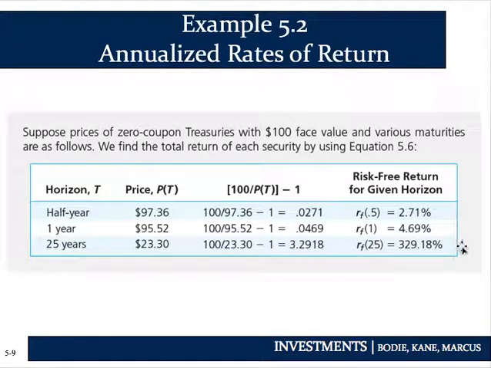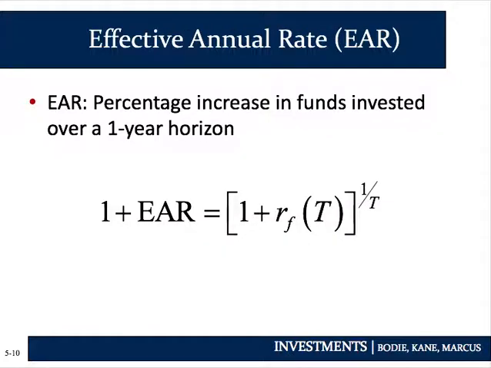So when you see this, the return is not annual. This return is for the holding period. This is the return over 25 years, not the return per year over 25 years. If we want to look at an annual rate of return, we can use the effective annual rate. The effective annual rate is not a new equation either. It came from corporate finance as well.